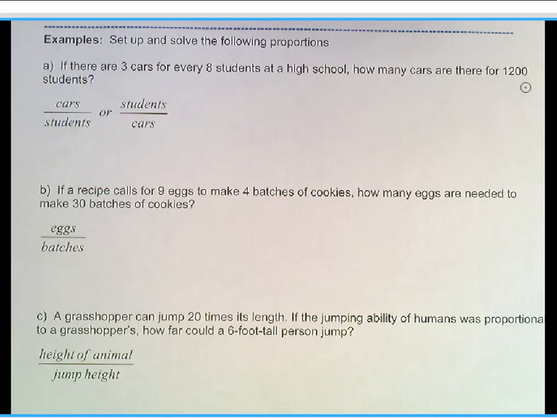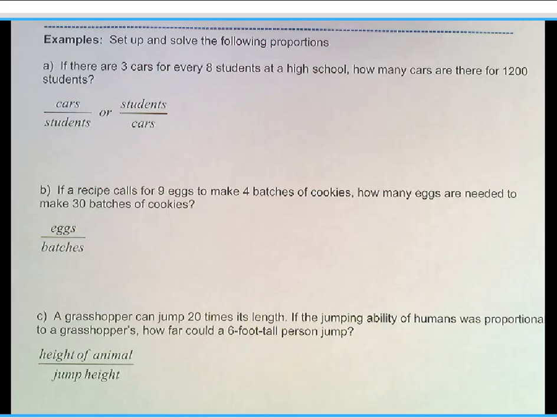Now we're going to solve a whole bunch of proportions. When you are solving proportion word problems, you need to read the problem and figure out what two things are being compared. And then you're going to set up your fractions to represent those two things. It doesn't matter how you set up the fractions as long as you're consistent within the problem. So consistency is key on these problems.